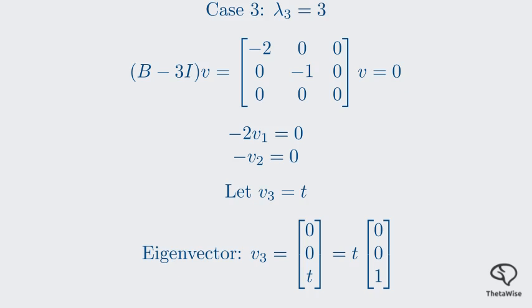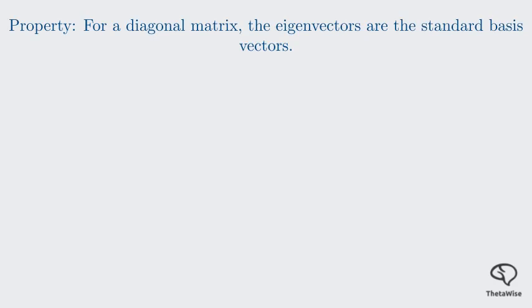We choose v3 equals 1. The eigenvector is v3 equals (0, 0, 1). Notice a pattern here. For a diagonal matrix, the eigenvectors are the standard basis vectors. This is another useful property to remember.